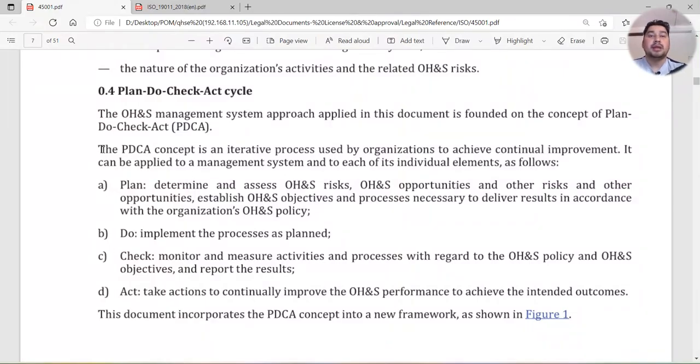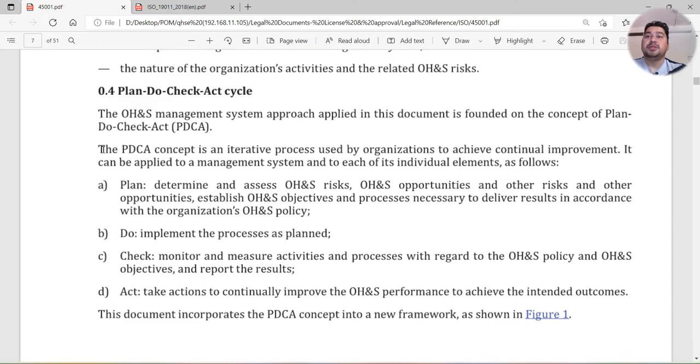PDCA we have learned in NEBOSH IGC also and NEBOSH Diploma also. If you are doing NEBOSH IGC or NEBOSH Diploma, this training is very, very important for you also. Once you go through this training, you will come to know about the complete management system, which is a requirement of NEBOSH IG1 and the NEBOSH Diploma ID1.